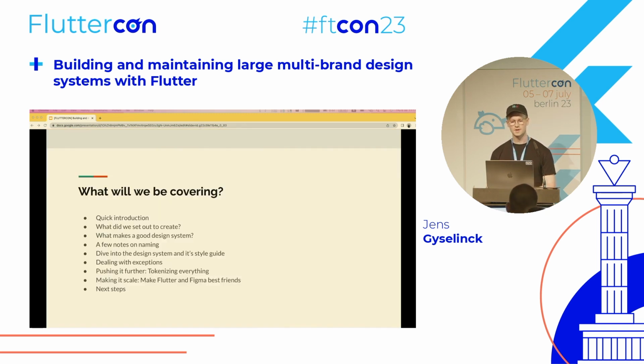So what we will be covering, first of all, quick introduction, then what did we set out to create, then some ground rules that we think make up a good design system, and then specifically a good multi-brand design system. A few notes on naming, because naming is important, and then we'll dive into the design system and its style guides. I'll explain how we deal with exceptions, and then how we pushed it further by tokenizing as many things as we could possibly tokenize. And then finally, how we make it scale by making Flutter and Figma the very best of friends. And I'll close on some next steps.